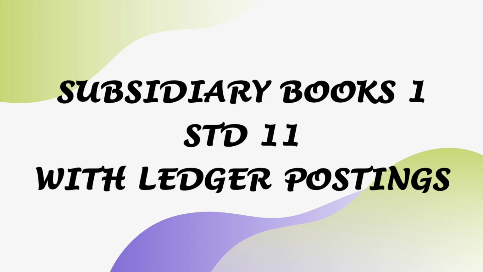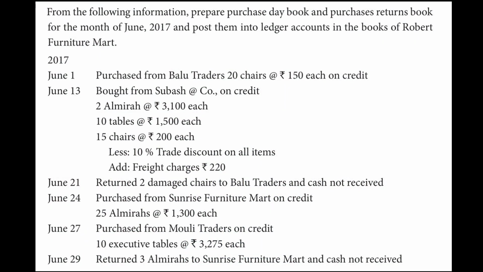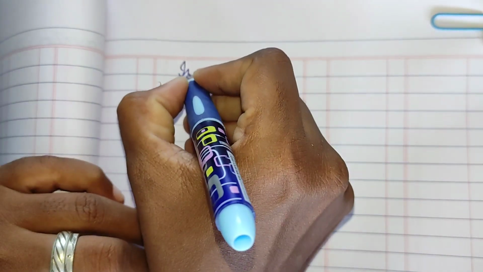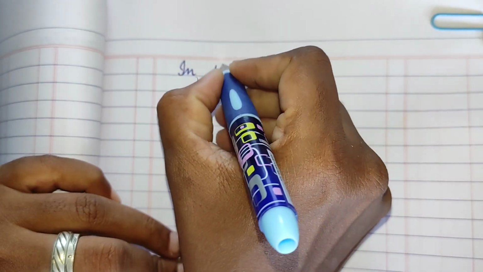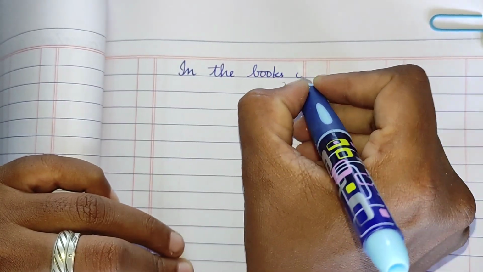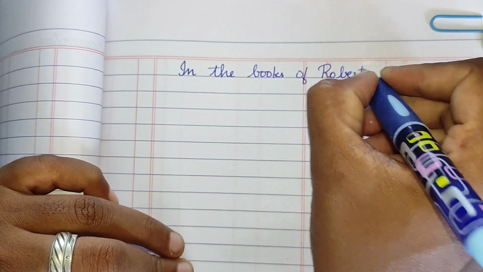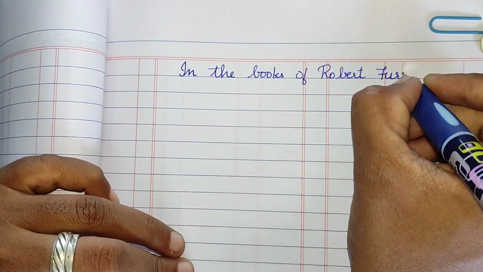Let's have a look at Subsidiary Books 1, where we are going to open the purchase book and the purchase return book and post it into the ledger accounts. So this book starts with in the books of Robert Furniture Mart. Robert Furniture Mart is a place where we are going to manage furniture, that is purchase and sell furniture. So other than furniture, it is assets. So we'll start the sum with the heading in the books of Robert Furniture Mart.